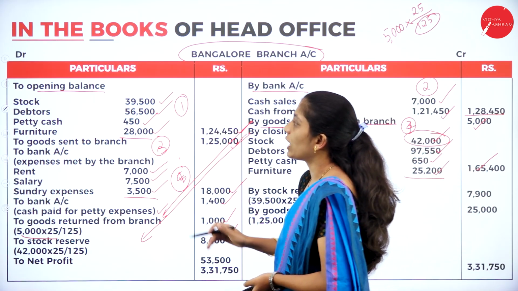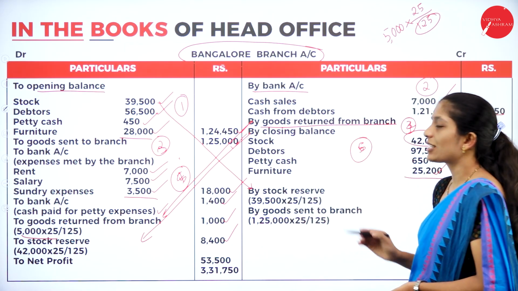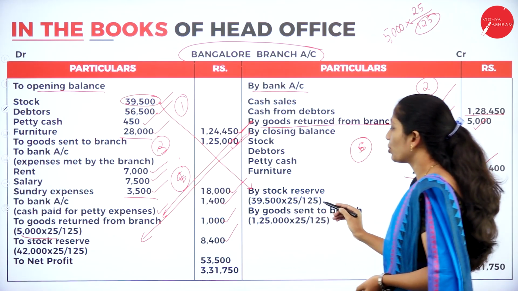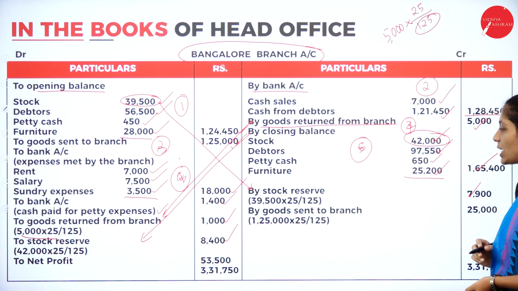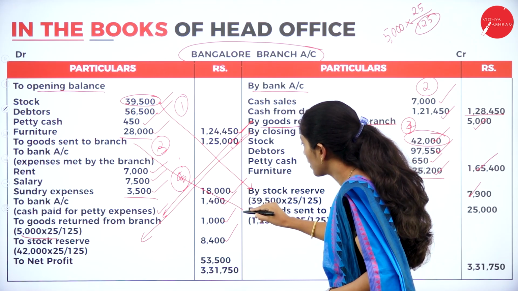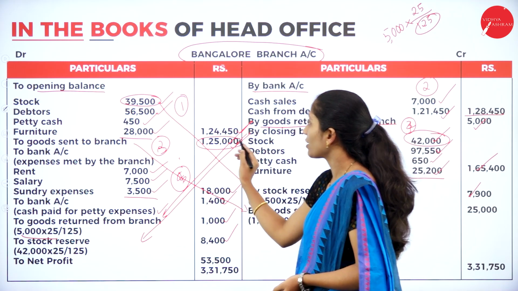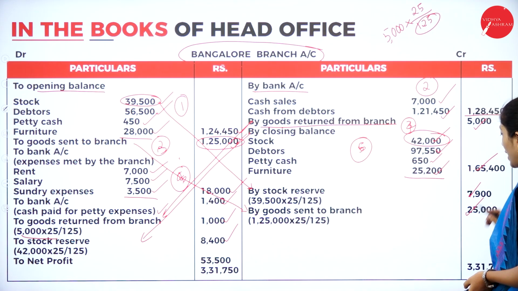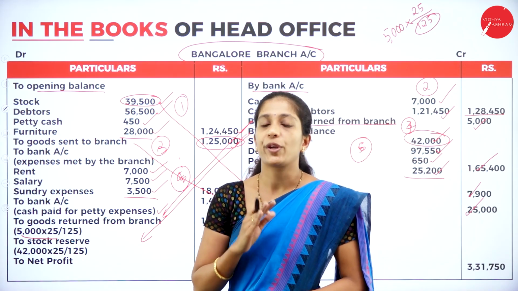In the same way, now come to the opening stock. For this, we have to record a reverse entry. How to record? By stock reserve. What is the opening stock? 39,500 into 25 divided by 125, that is inclusive of invoice price. So we'll get 7,900. In the same way, goods sent to branch. For this, we have to write a reverse entry here, that is, by goods sent to branch. How much goods sent to branch? 1,25,000. So 1,25,000 into 25 divided by 125. So we'll get 25,000. So these are the entries that have to be recorded in the branch account. Hope you are clear with this.